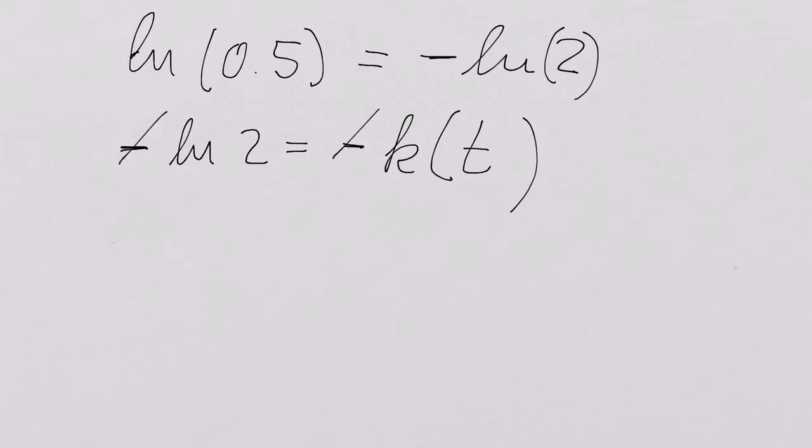The minus cancels out. And the t equals ln 2 divided by k. This t is actually the time it takes to go from 100 to 50. Yeah? From 100 to 50. To go from 1 to half. That's why this t is also called the half-life.